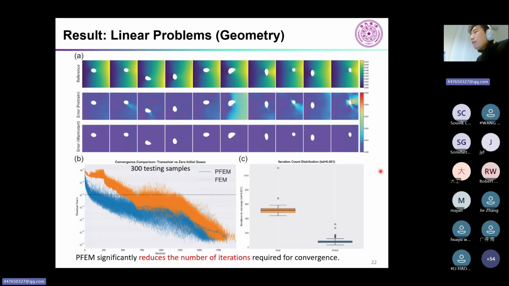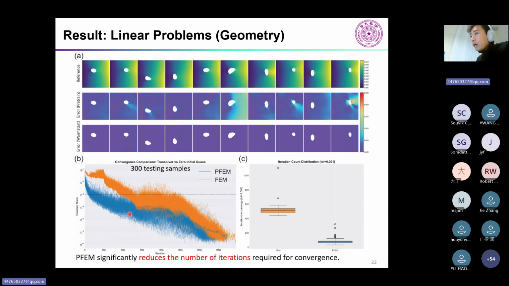Okay, and we also test the fine-tuning stage, which is the one-star stage. We use the initial solution from Transolver, and then we fine-tune it. As you can see, the second line is our pre-train stage error. If we use the one-star stage with an iterative way, the error will be reduced. In this picture B, it is more clear: the original line is FEM, and our method PFEM is the blue line.